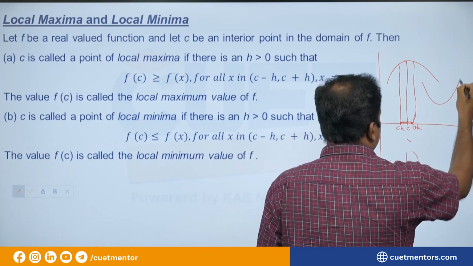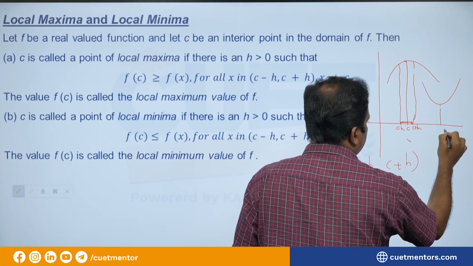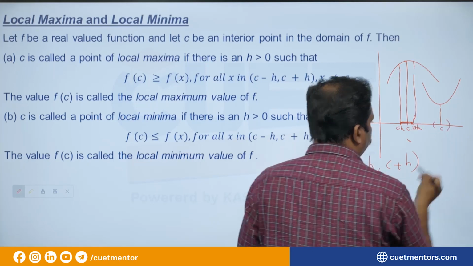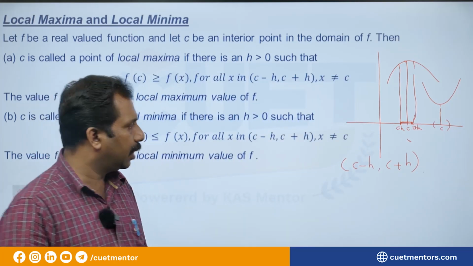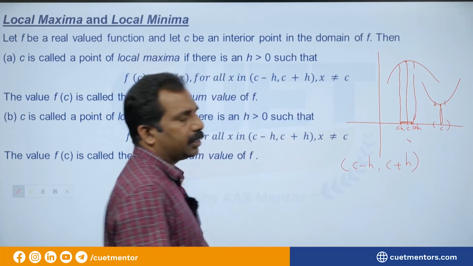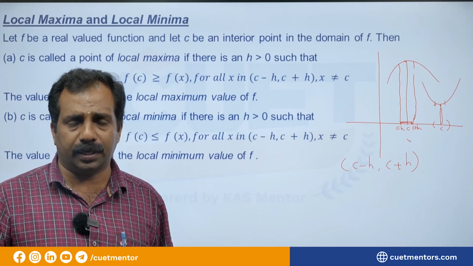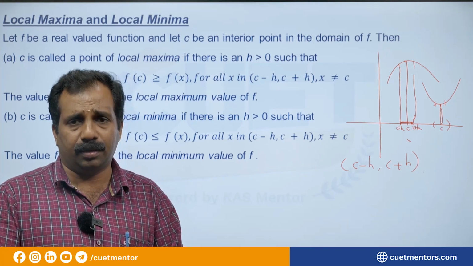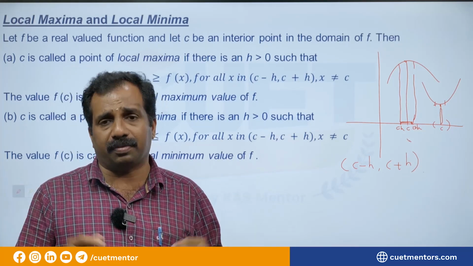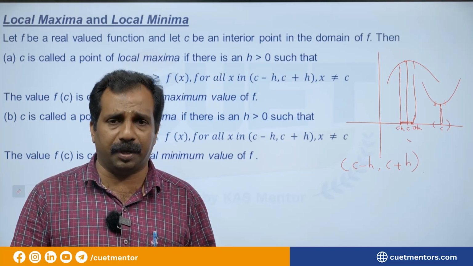Similarly, suppose this is the function, and I consider this point as c. There is also the interval c minus h, c plus h. We can see that f of c is smaller than any other value between c minus h and c plus h. So we say that c is called the point of local minima. This is local because the interval is small. While considering the minimum and maximum value, we take the whole domain of the function, but here we are taking only a smaller part of the interval a to b.